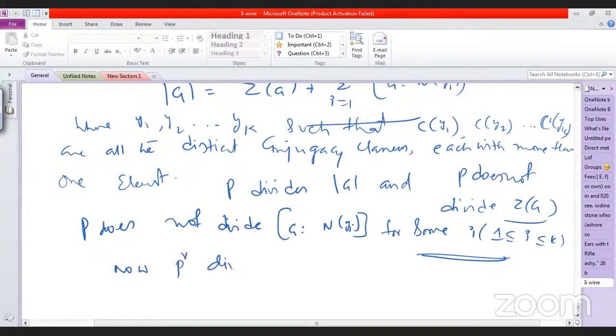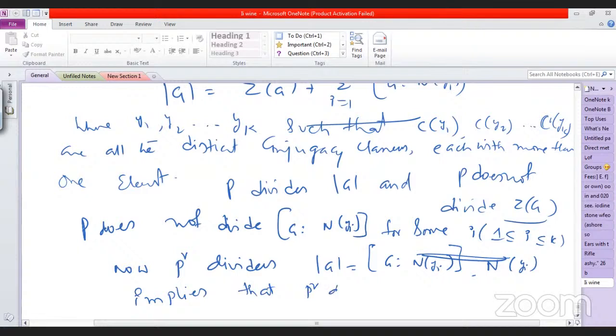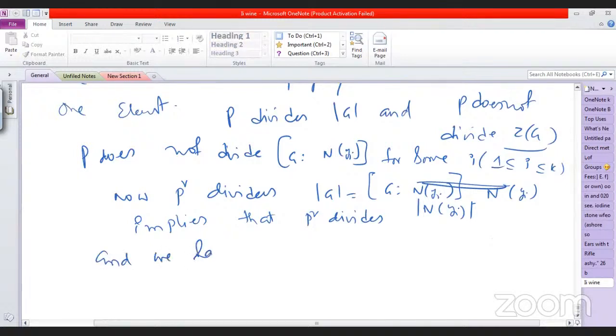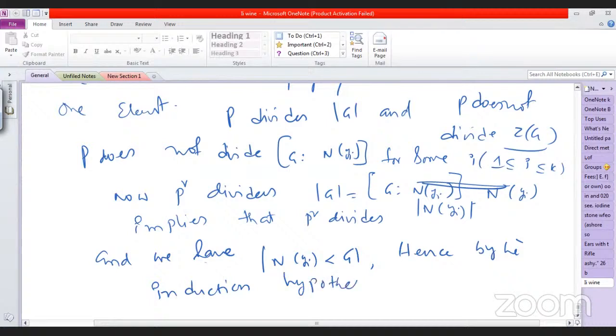Now P power r divides modulus of G, which is equal to the index of N of yi times the modulus of N of yi. This implies that P power r divides the modulus of N of yi, and we have N of yi less than G. So hence by the induction hypothesis, there is a subgroup H of N of yi of order P power r.